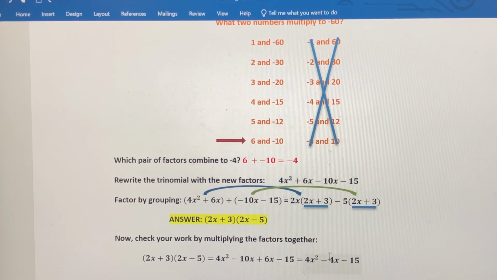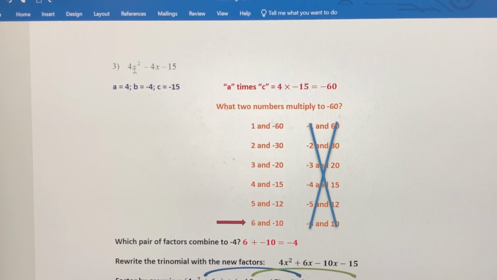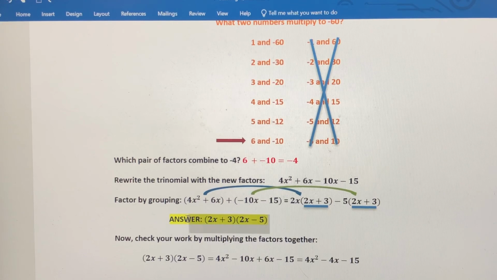We get 4x squared minus 4x minus 15. And remember, that was the problem we started with. So then our answer is correct, okay? So the complete factorization of 4x squared minus 4x minus 15 is 2x plus 3 times 2x minus 5, okay? And that's how you factor quadratic trinomials with a leading coefficient that is not 1.